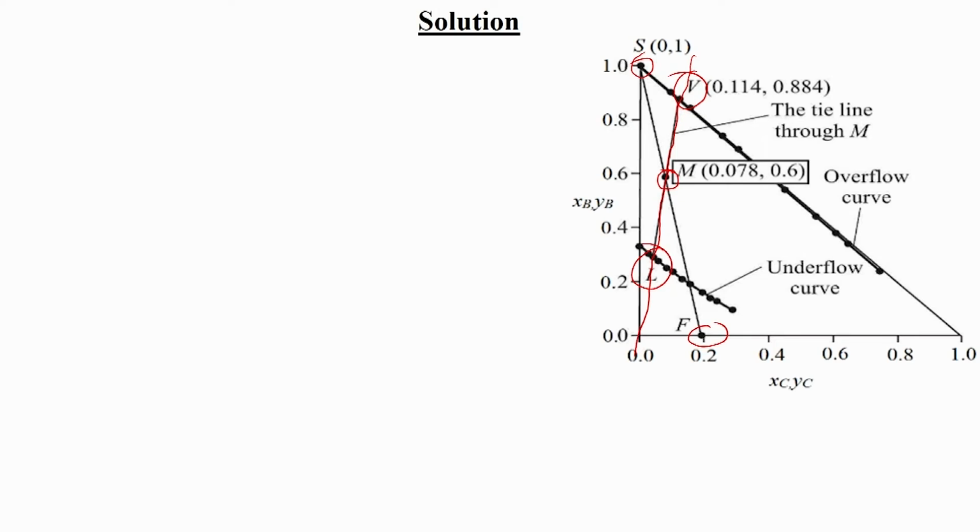So, here if we do the component balance, we can say V into Y_C,V plus L into X_C,L will be nothing but M into X_C,M. Here this mixture is 2500.